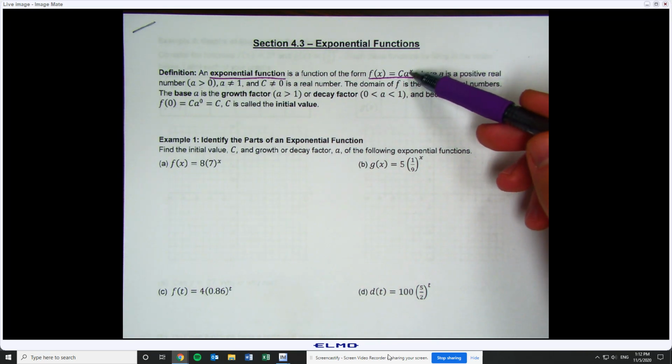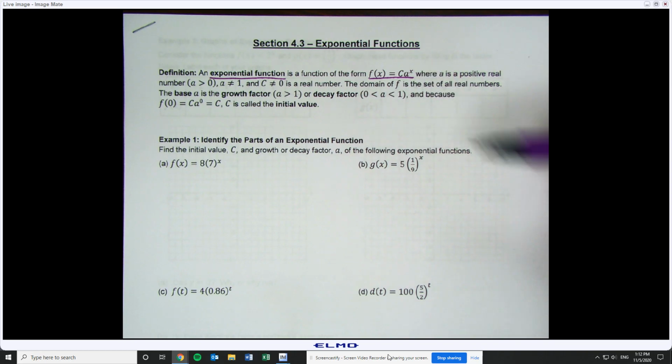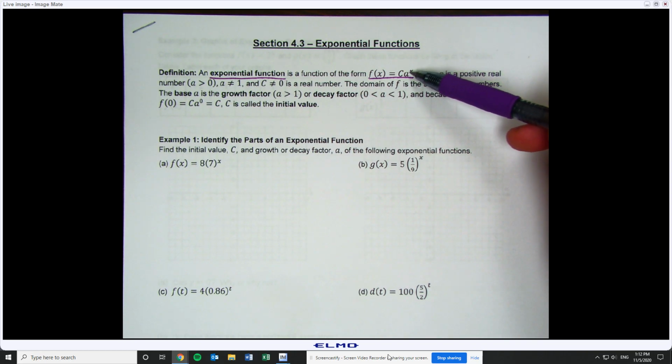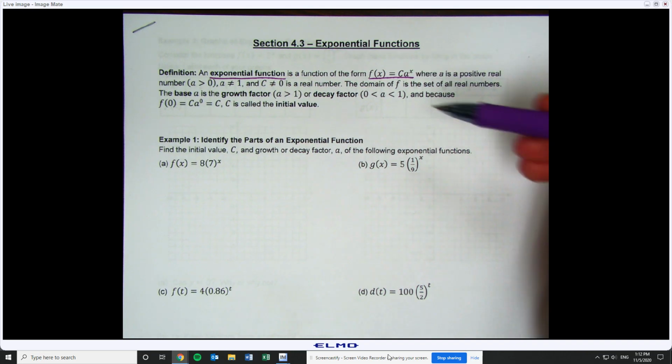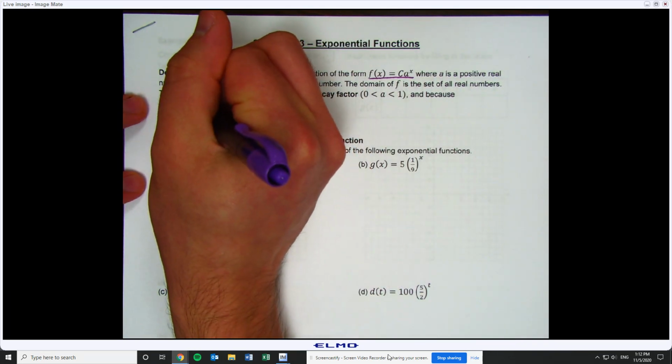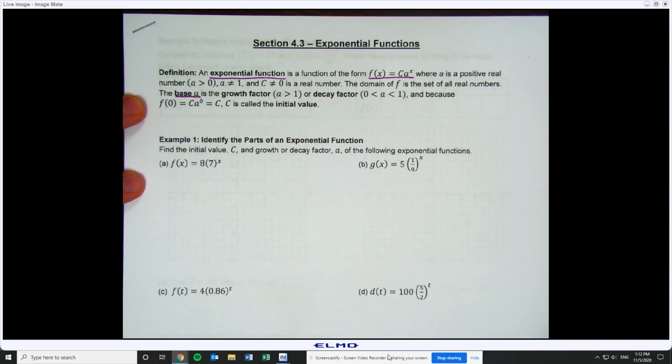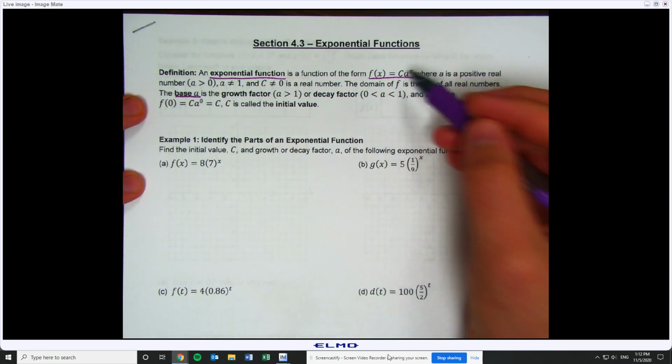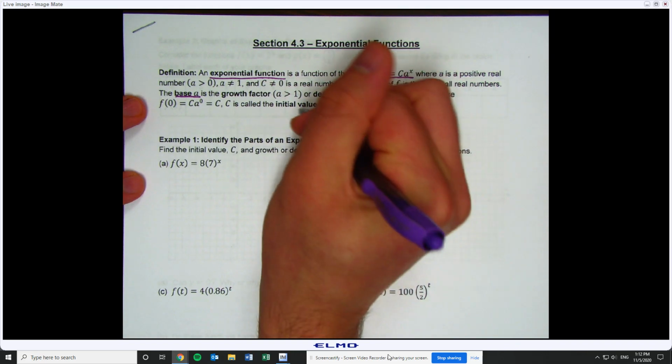The a is what has the x or the exponent attached to it. So just be cautious that the x right here is only attached to the a. The a is referred to as the base. And the c, the one that does not have the exponent, that is called your initial value.